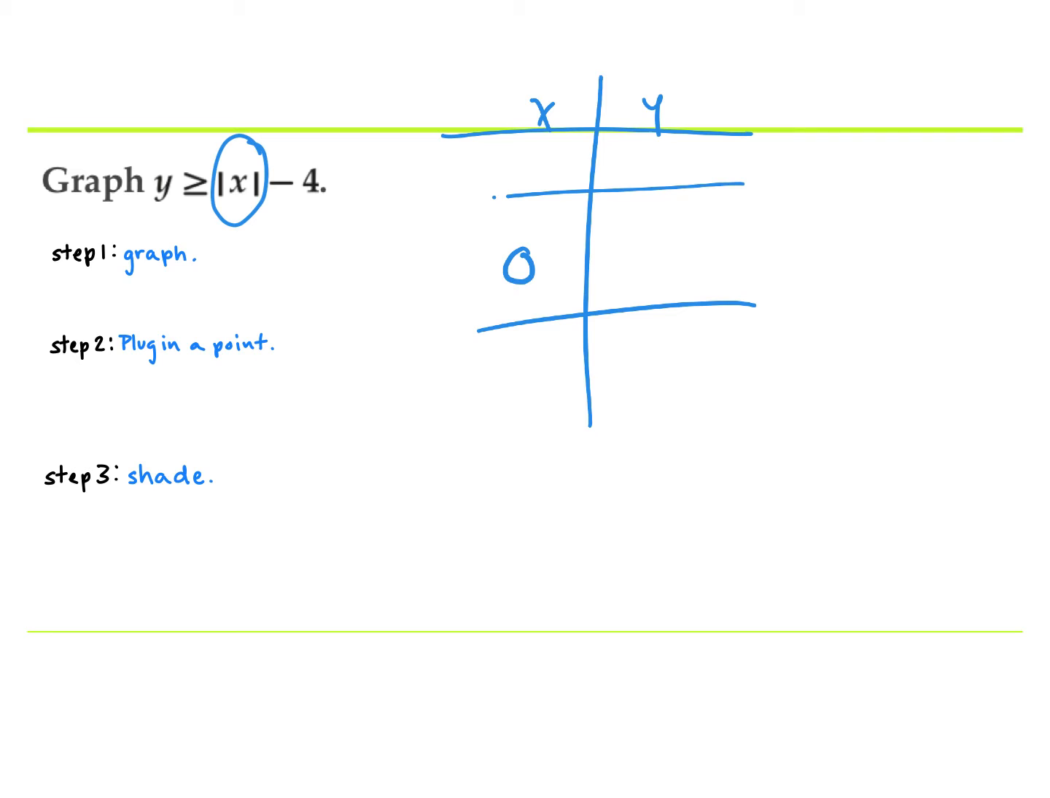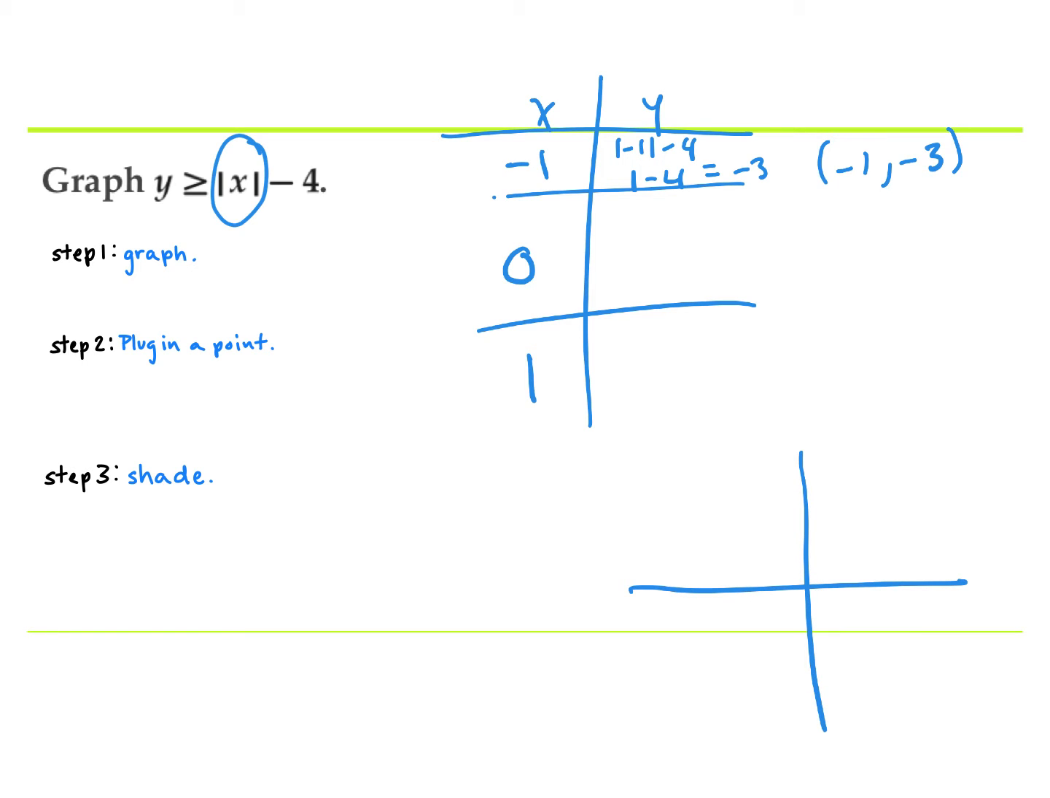What's a number smaller than 0? -1. What's a number bigger than 0? 1. So let's plug in -1. I have the absolute value of -1 minus 4. What's the absolute value of -1? 1. And what's 1 minus 4? -3. So I plugged in -1 and got -3. So on my graph, I'm going to go to the left to -1 and down 3. So that's my first point.